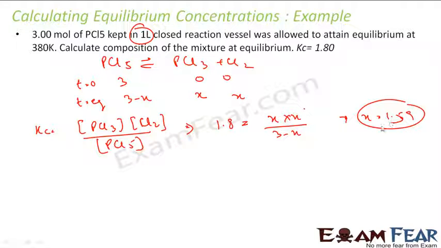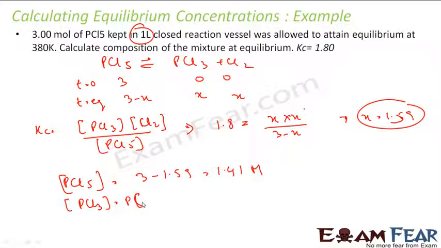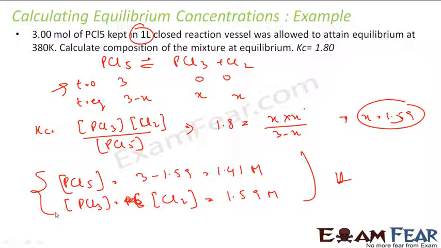You can solve this. So with X equal to 1.59, I have to find the composition of the mixture. PCl5 is 3 minus X, that is 3 minus 1.59, that is 1.41 moles per liter. Concentration of PCl3 will be equal to the concentration of Cl2, and both will be equal to X, that is 1.59 moles. That is my answer. Only the initial moles were given, and I could easily find the concentrations of PCl3, PCl5 and Cl2 at equilibrium when the Kc was given to me. Correct.